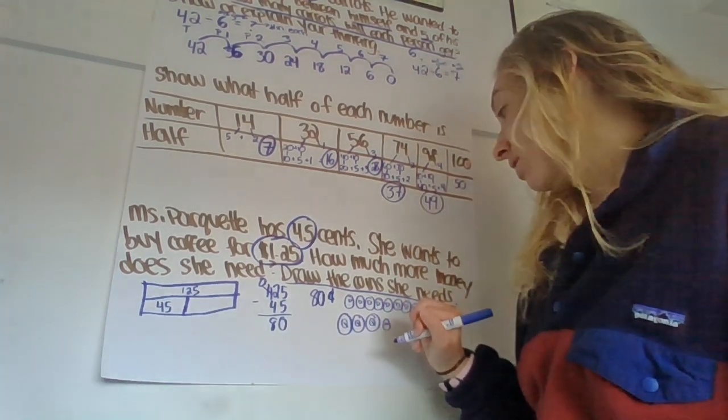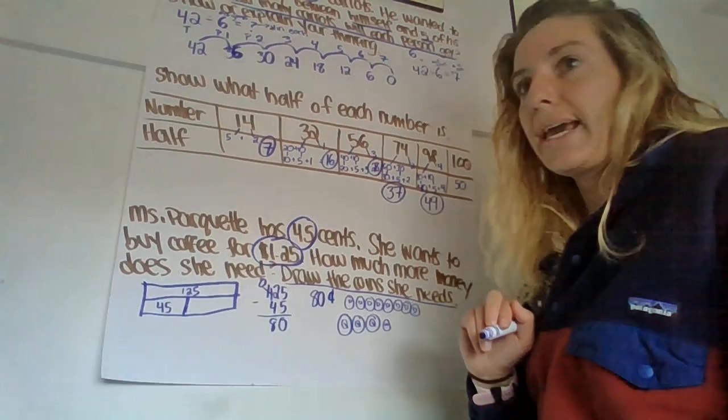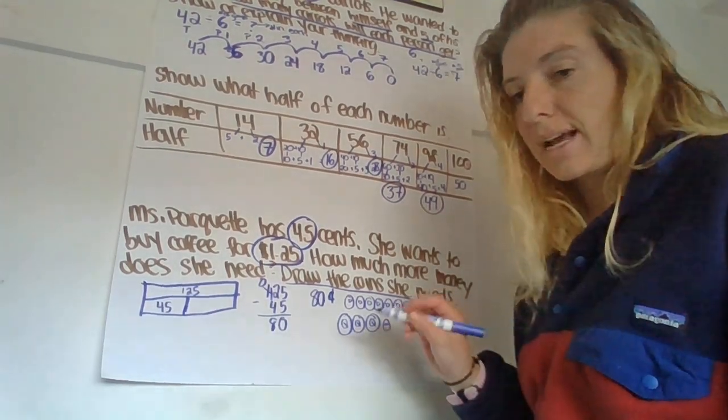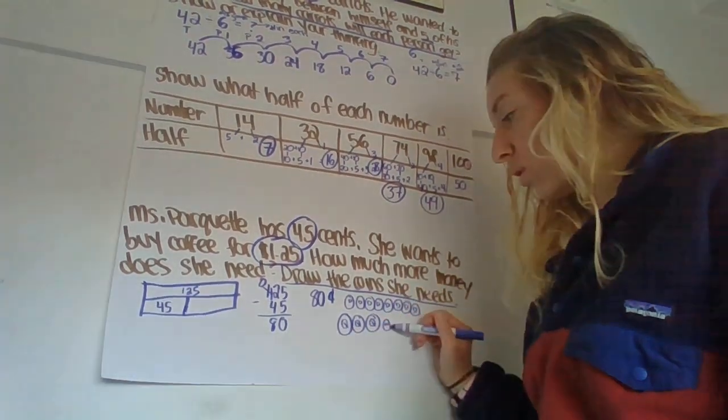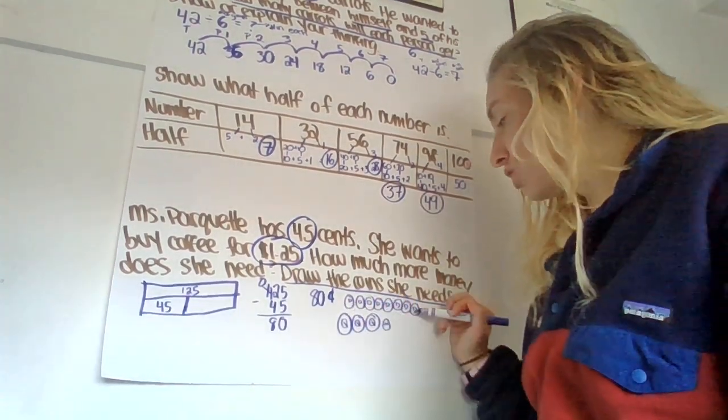I could draw 16 nickels, but I don't think I want to do that. Or I could draw 80 pennies, but that doesn't seem to make sense either. I think the ones that make the most sense are 3 quarters and a nickel, 25, 50, 75, and then 80, or just 8 dimes.